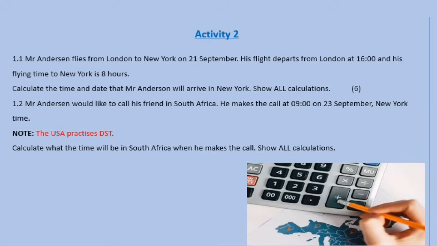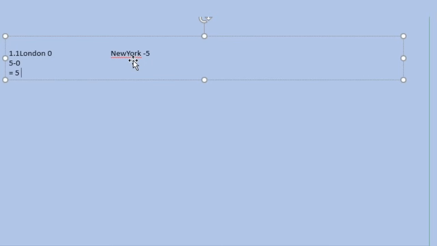Show all calculations. So the first thing is to locate the two countries on the time zone map. So London is 0, New York is -5. 5 minus 0 equals 5 hours.